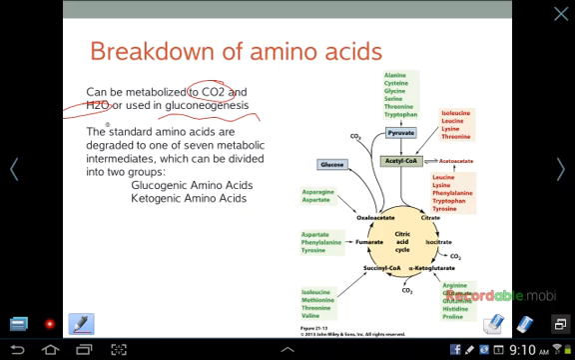There are a number of amino acids, but we're going to focus on the standard 20 amino acids, which are degraded into one of 7 metabolic intermediates that can be divided into 2 groups. So we have glucogenic amino acids and ketogenic amino acids. Glucogenic amino acids can be used to make glucose, whereas ketogenic amino acids are used to make either fatty acids or other amino acids.